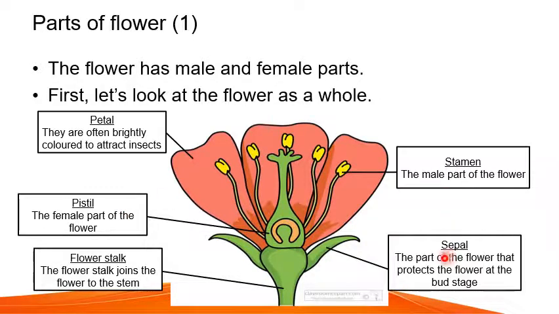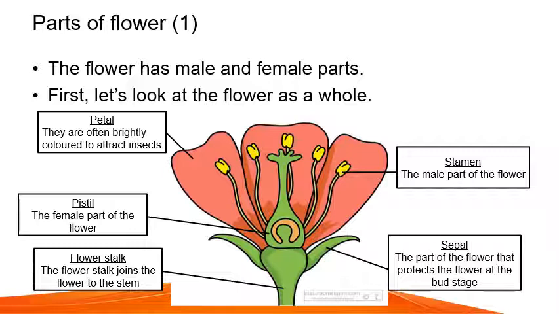And then the sepal, the part of the flower that protects the flower at the bud stage. So, when the flower has not yet bloomed, this is what protects the flower. If you have ever picked a flower that has not yet bloomed, you can see the sepal, making sure the flower is protected. So, if you're confused on how to remember this, I have an acronym. I taught you this acronym before.